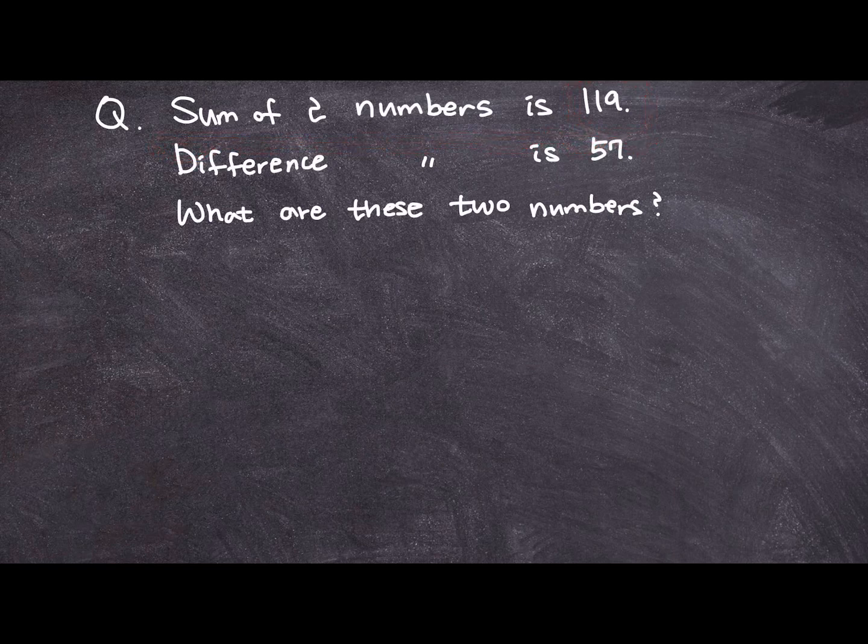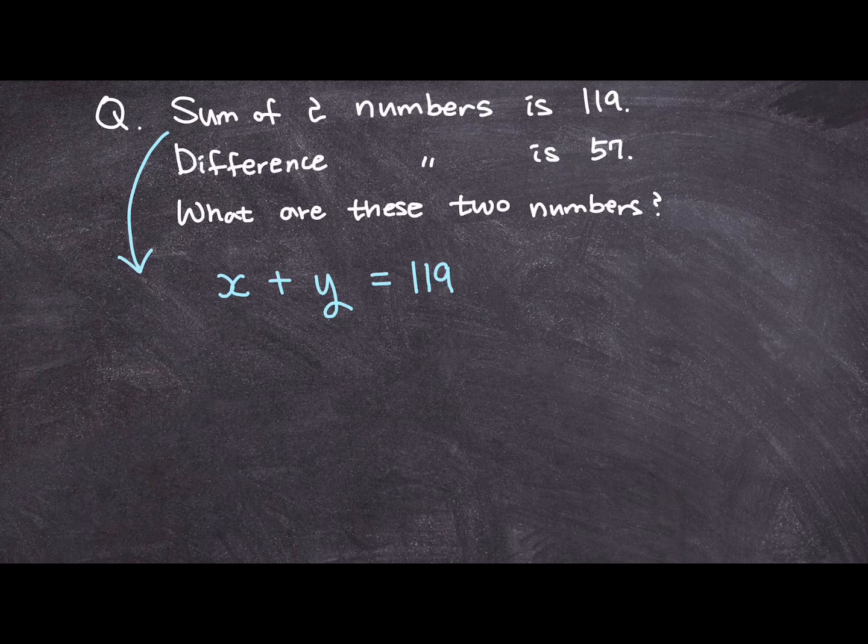Well, the answer is simple. Sum of two numbers, and let's say those two numbers are called x and y, or you can set them equal to a or b. Either way, it's going to work. So let's call them x and y. If you add those together, the sum of those two numbers, x and y, will equal 119, and that's one equation that you can work with.